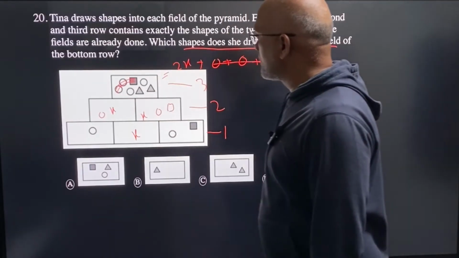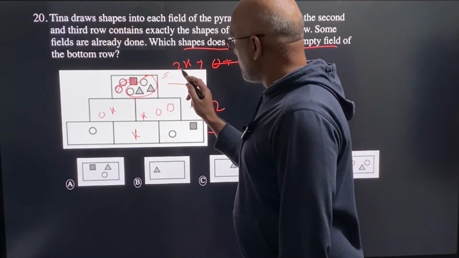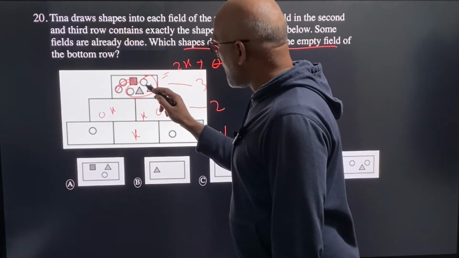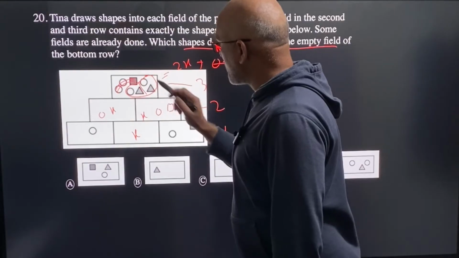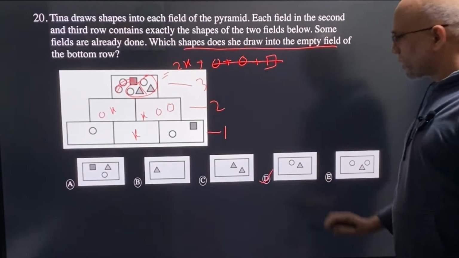So this is gone. So 2x is basically this. So then x is half of this. Half of this will be just 1 circle and a triangle. So then one circle and a triangle. D is the correct choice.